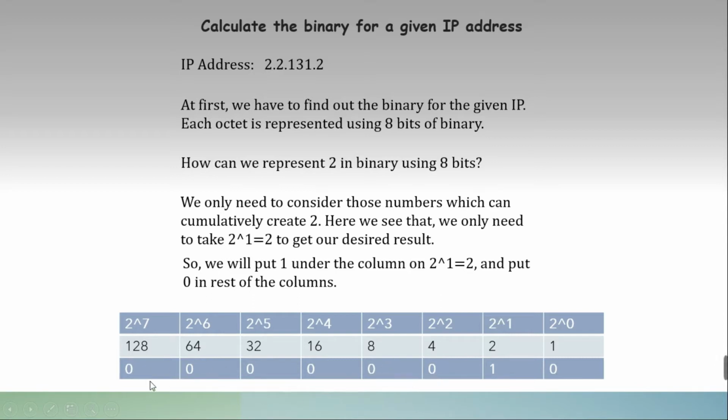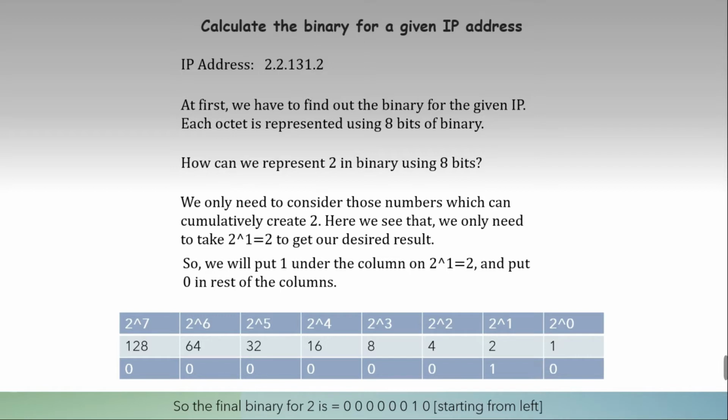So this will be the binary representation for 2. The final binary for 2, starting from left, is 00000010. That's it. This is how you can represent a number into its binary.